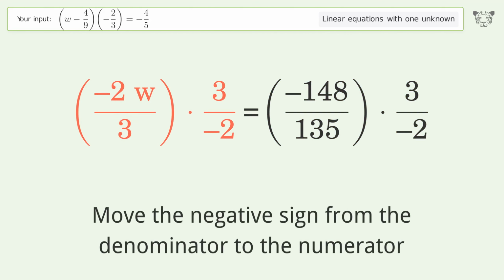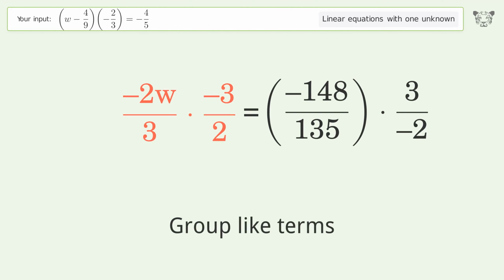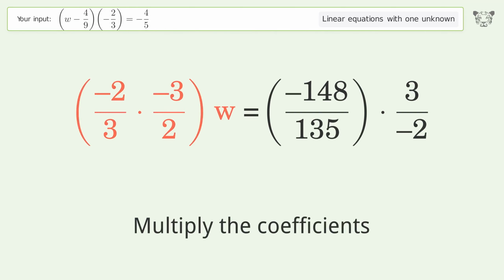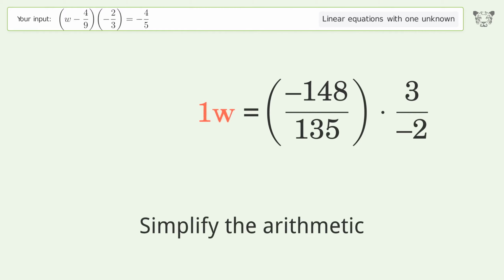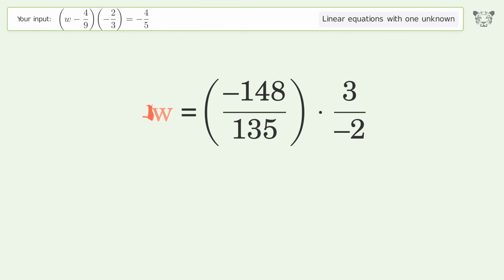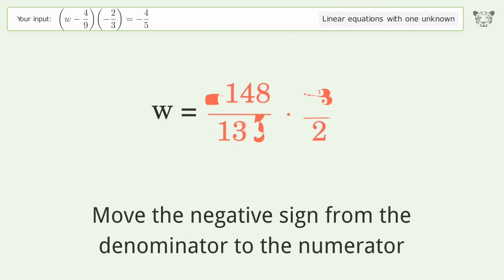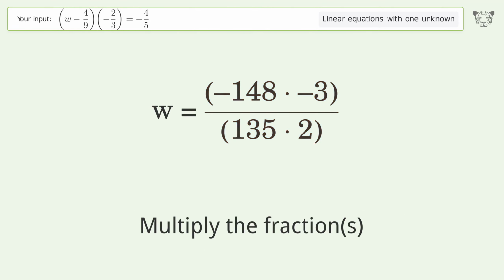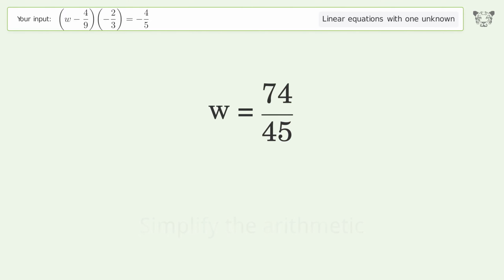Move the negative sign from the denominator to the numerator. Group like terms. Multiply the coefficients. Simplify the arithmetic. Move the negative sign from the denominator to the numerator. Multiply the fractions. Simplify the arithmetic. And so the final result is w equals 74/45.